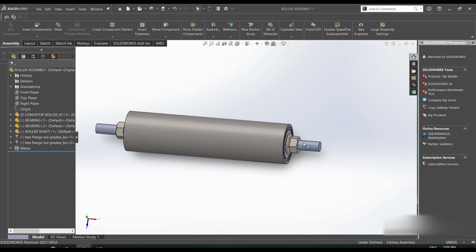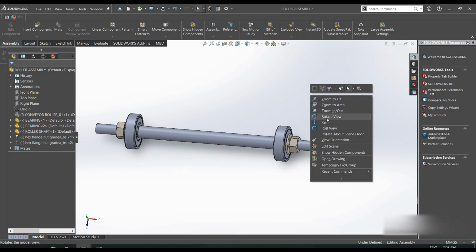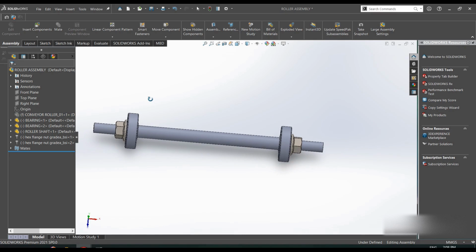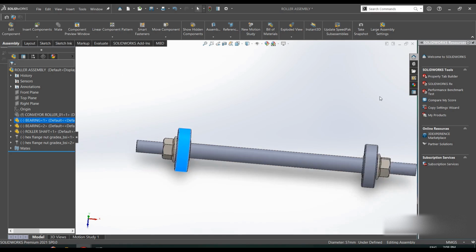So let me see. So let me hide this. You can have a look now. This is the inner part of the bearing. So the covering just rests on this.